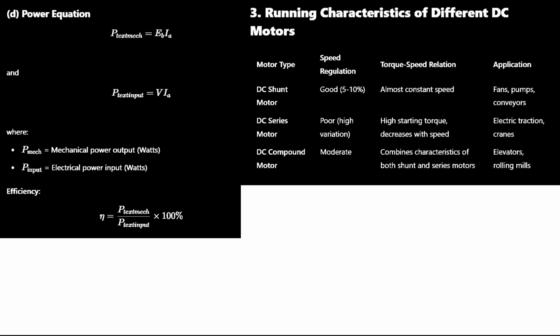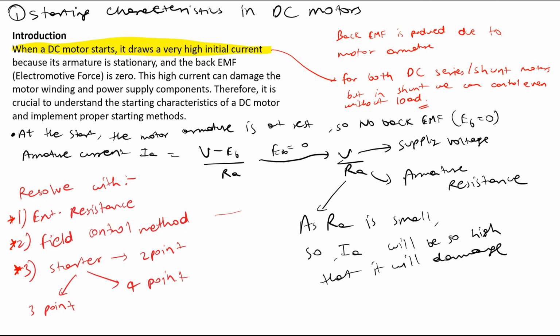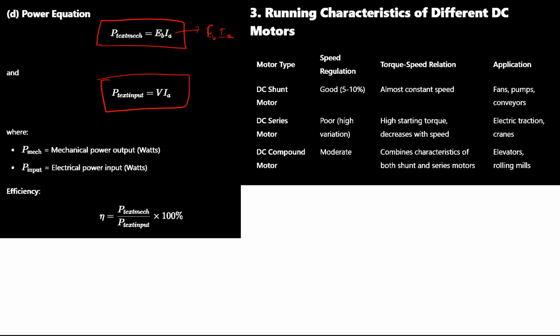Now here we have a new thing, mechanical power. The power that we get from the motor is back EMF into Ia. So what is the back EMF? Back EMF is produced due to the motor armature. So this is the energy that we get as output.